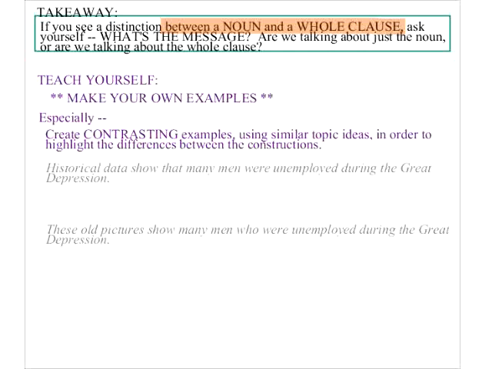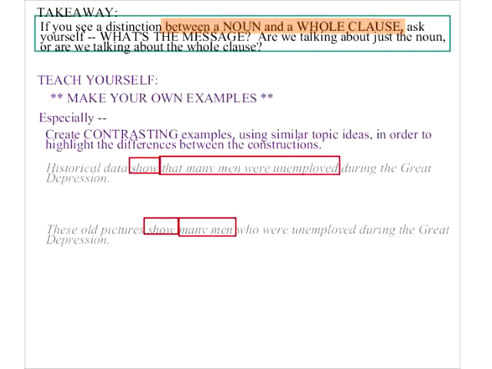What do the pictures show in this sentence? Well, a picture can't show the idea that men were unemployed, right? The picture has to show somebody. So the picture actually shows men. But data don't show people. They don't show people's faces. They're data. But what the data can show is this whole idea that lots of guys didn't have jobs. So this would be correct, and this would also be correct.